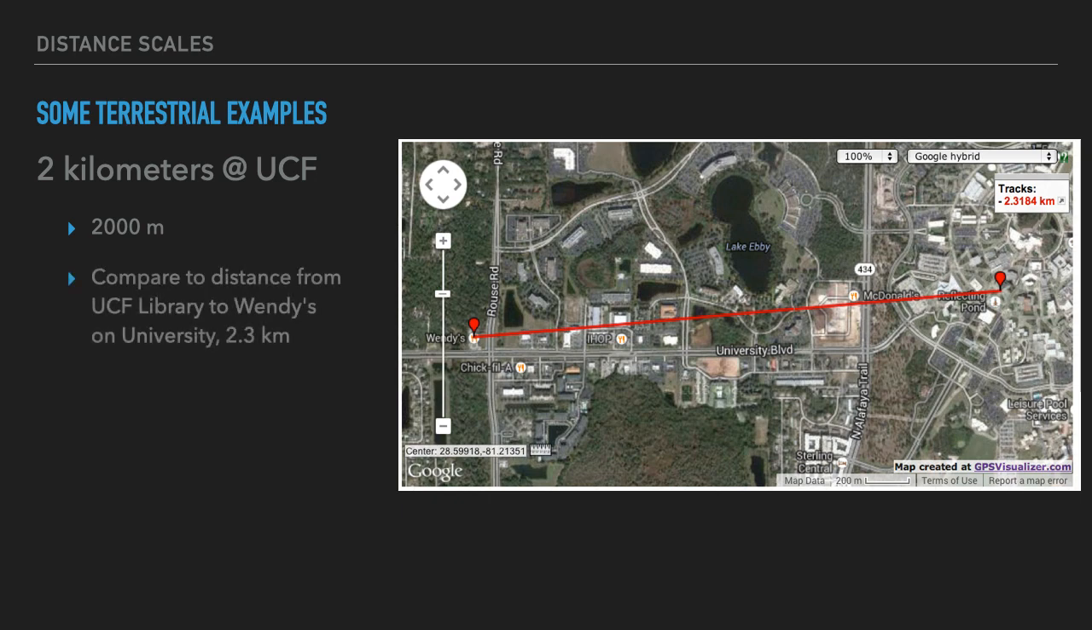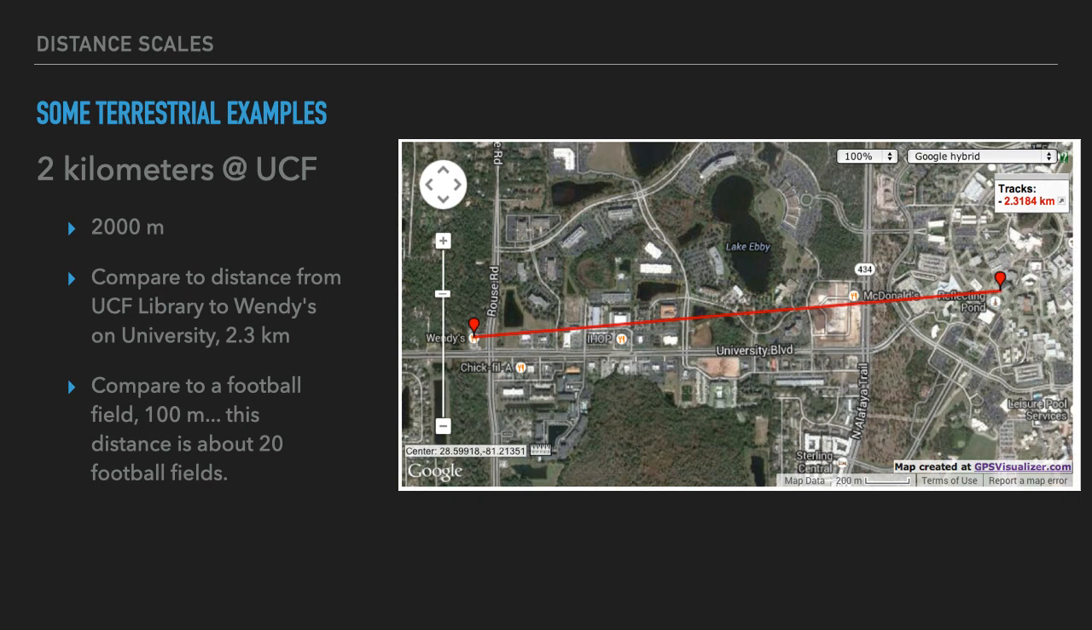If you work out the calculations, the distance to Wendy's on University, just down the road, is about 2.3 kilometers. Many students that blaze out of UCF at 3, 4 o'clock in the afternoon pass right by Wendy's. And so that's about the same. That's a little bit more than 2 kilometers. It's about 2.3. So those are roughly comparable distances.